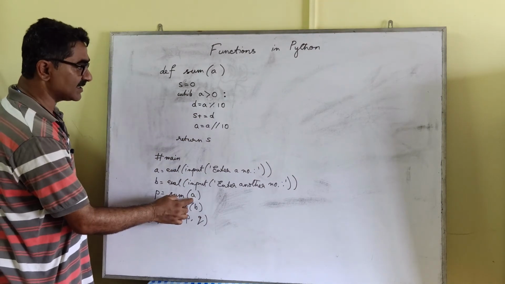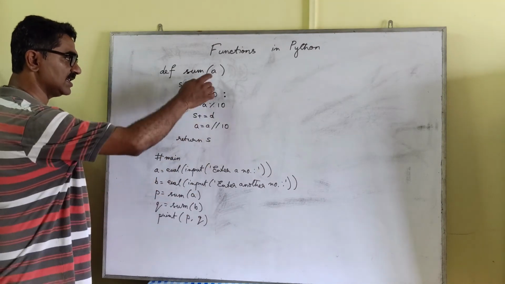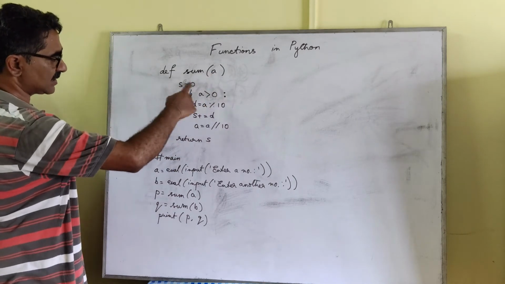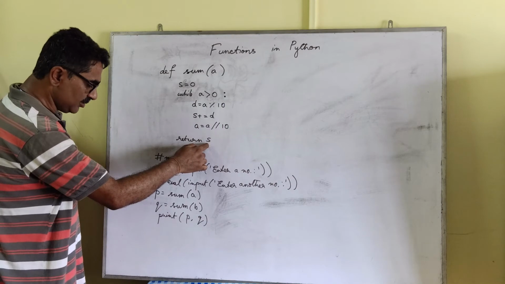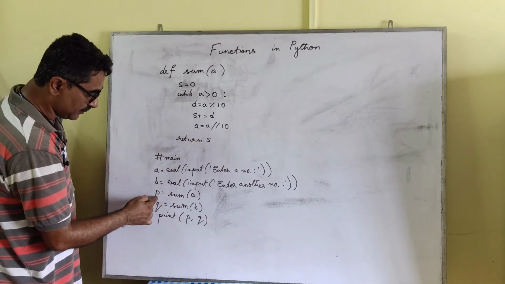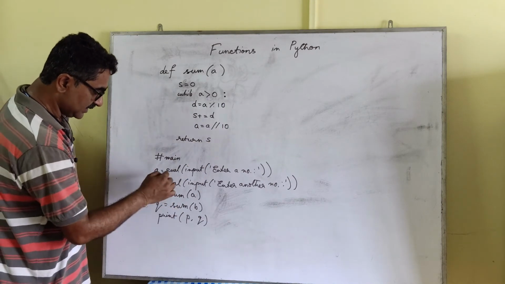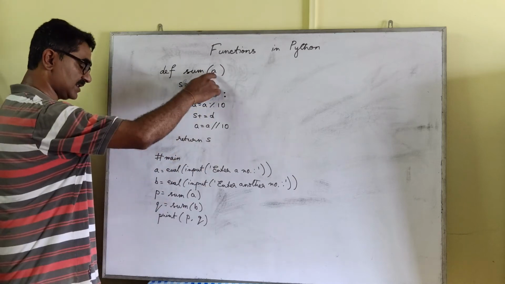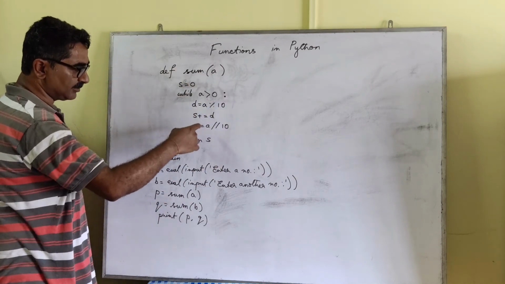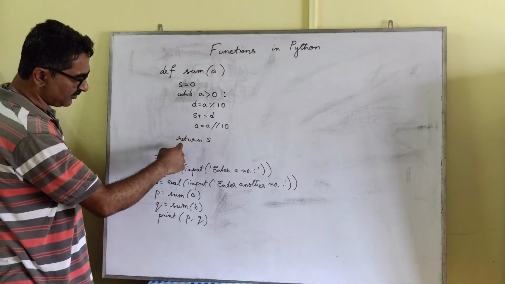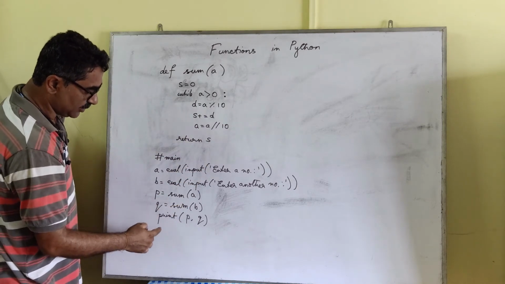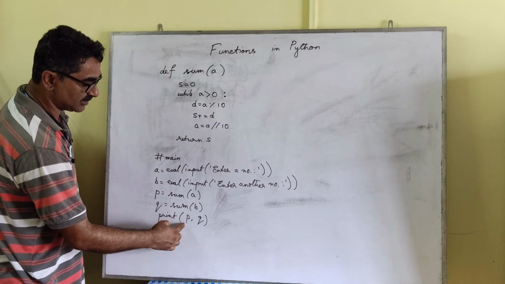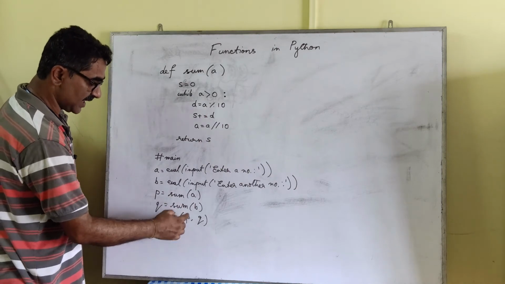So here I am passing the value of A to this particular function. Here the sum of the digits are happening, and then return the sum. So now the sum is being returned to the variable P. Similarly, the second number is then passed to this variable A. The sum of the digits are being found out, and then its sum is being returned, which is then stored in Q. And ultimately I am displaying the sum of the digits of the two numbers, that is P and Q.